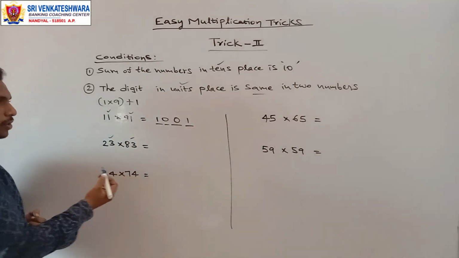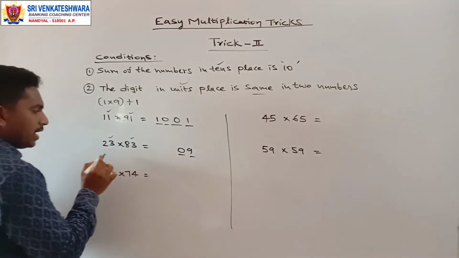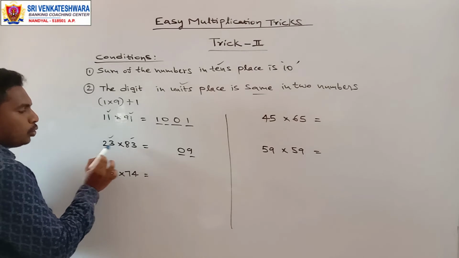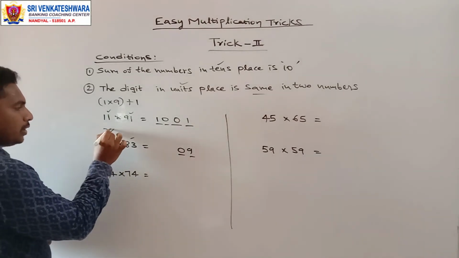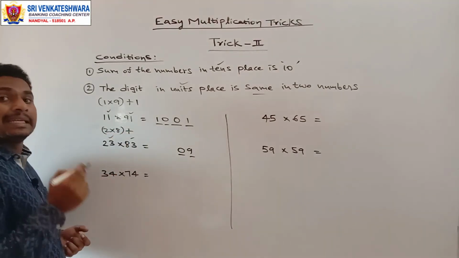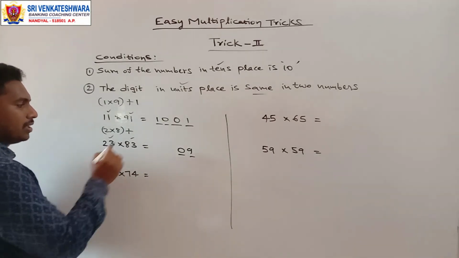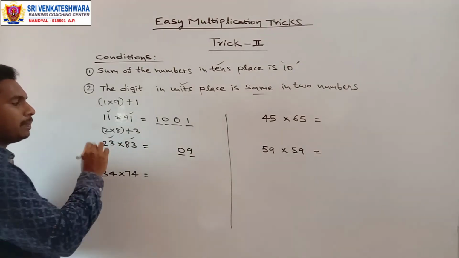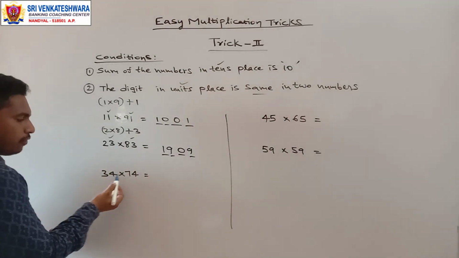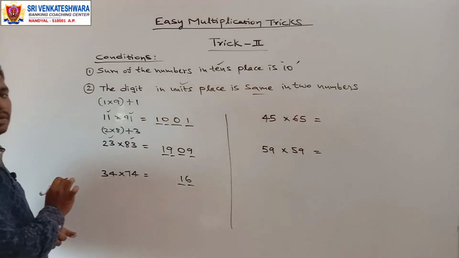Let us solve another one. 3 into 3, 9, so you write 0, 9. Then find the product of the digits in tens place. 2 into 8, 16. For this product you have to add the digit in units place, which is common to the two numbers, that is 3. 2 into 8, 16 plus 3, 19. So 1, 9, 0, 9 is the product. Similarly, 4 into 4 is 16. 3 into 7, 21 plus 4, 25.